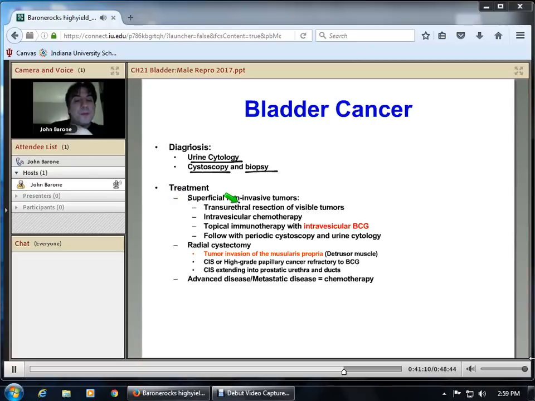Now, treatment. For superficial, non-muscle invading tumors. It could be invading, but not the muscle. So superficial, non-invasive tumors, local therapy. Local. So you could put a scope in and do a resection, grab all the visible things, pull them all out, get them all out. Number two, I can inject chemo into your bladder. We call it intravesical, that's inside the bladder, intravesical chemo. Just put the chemo in there, let it slosh around, kill everything.